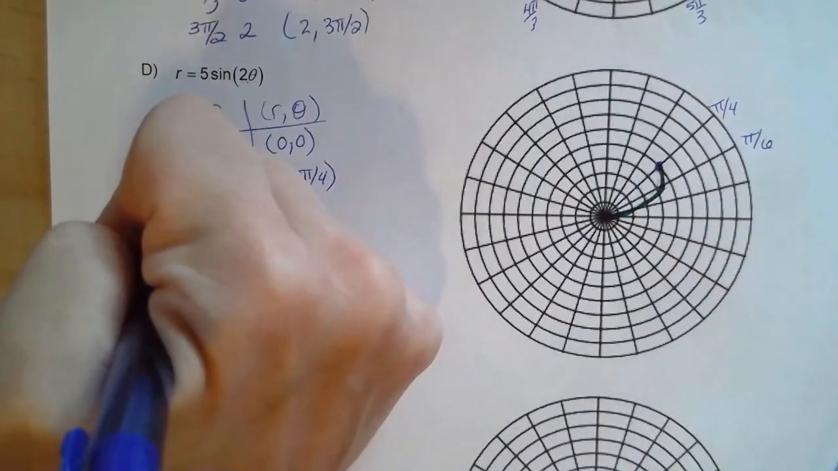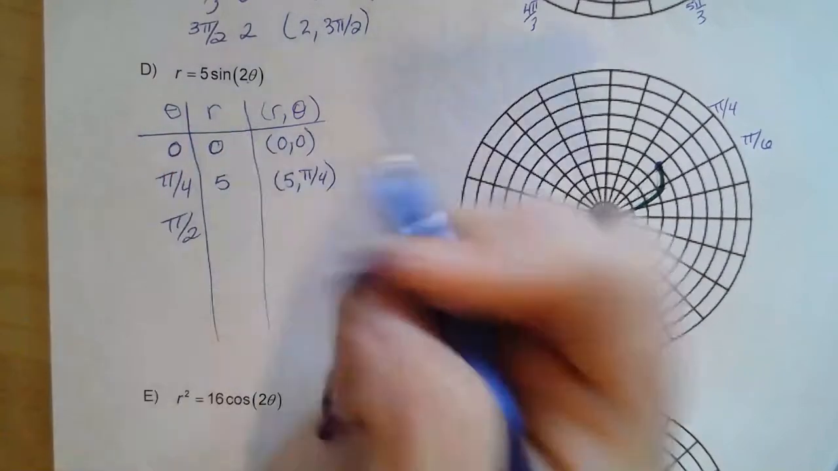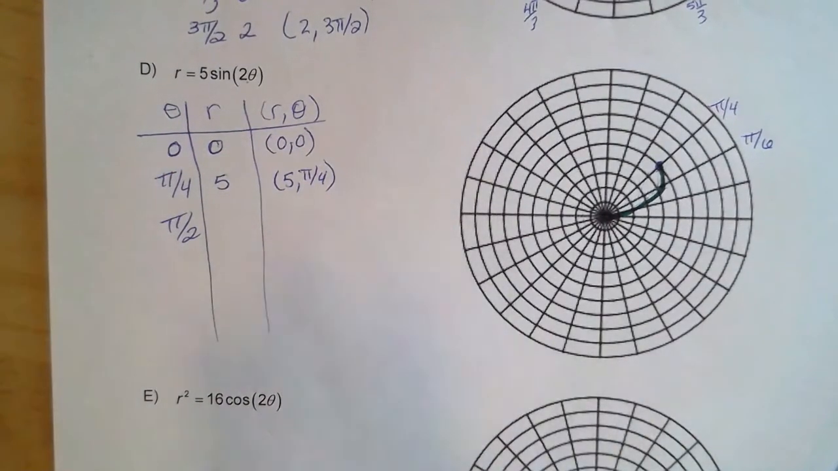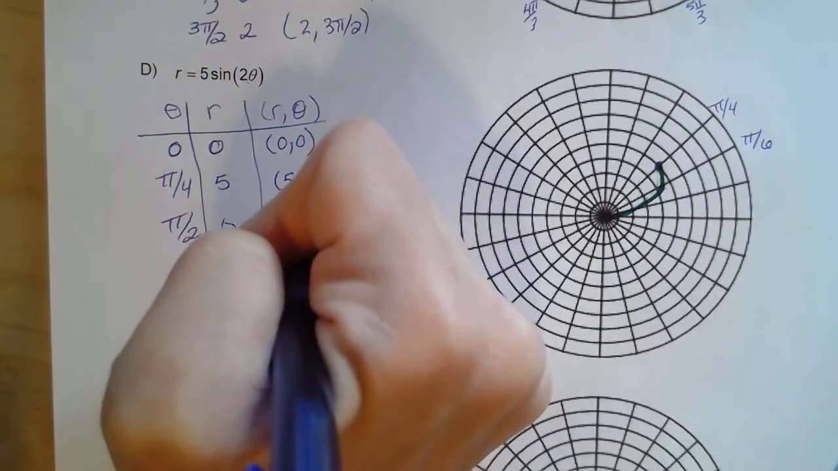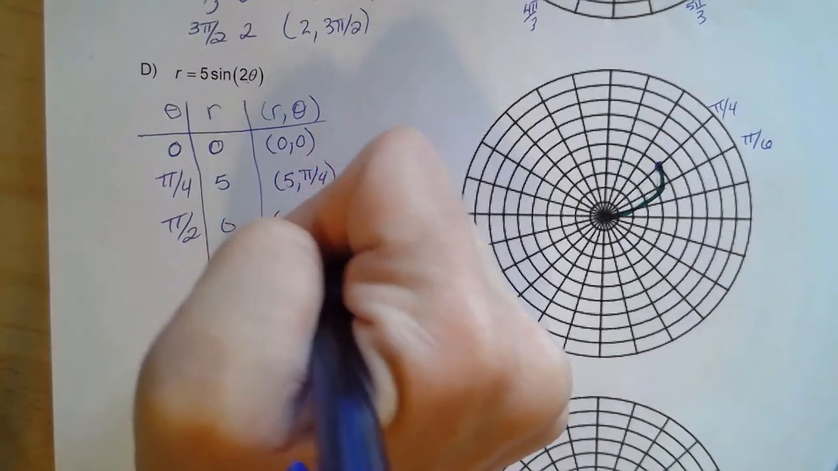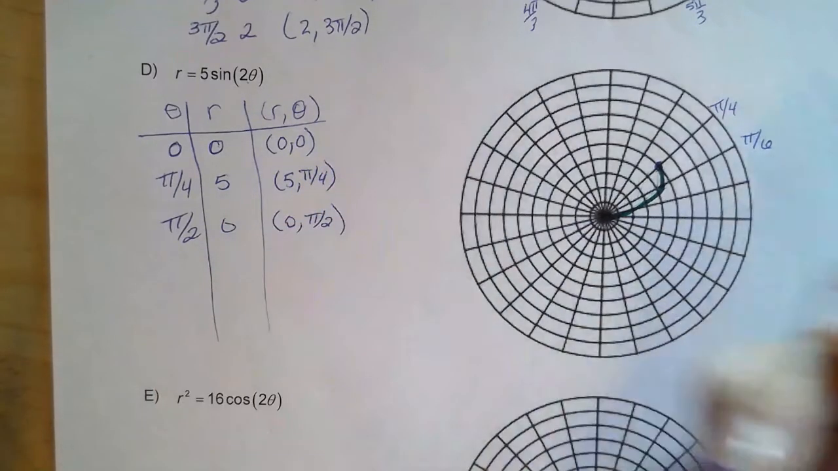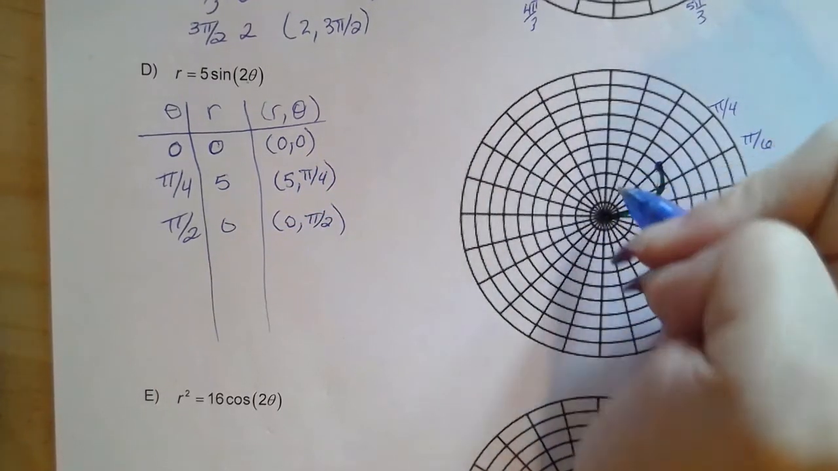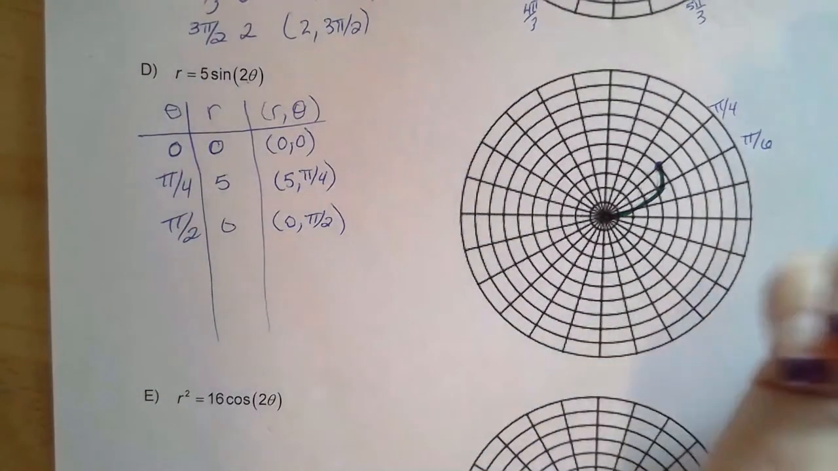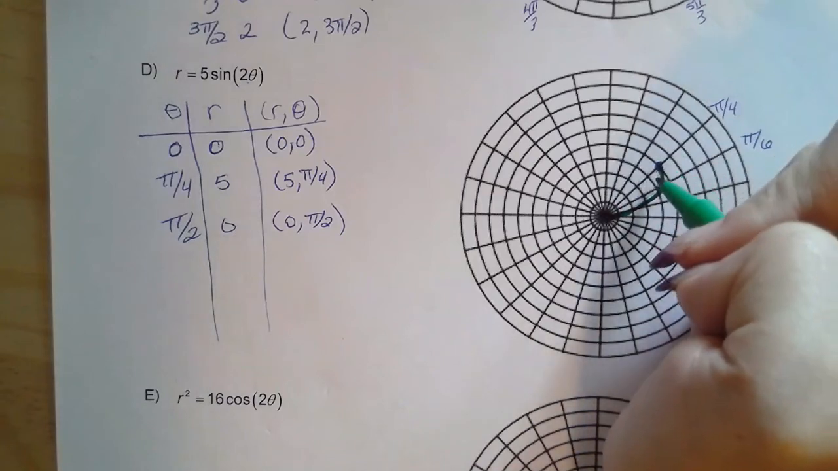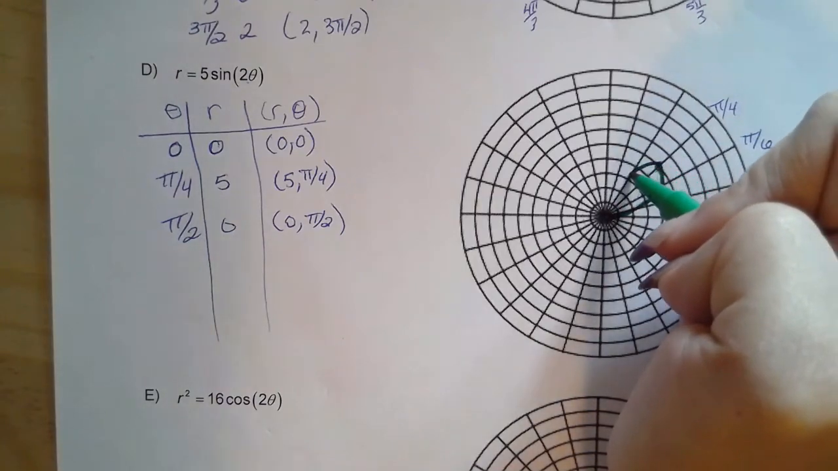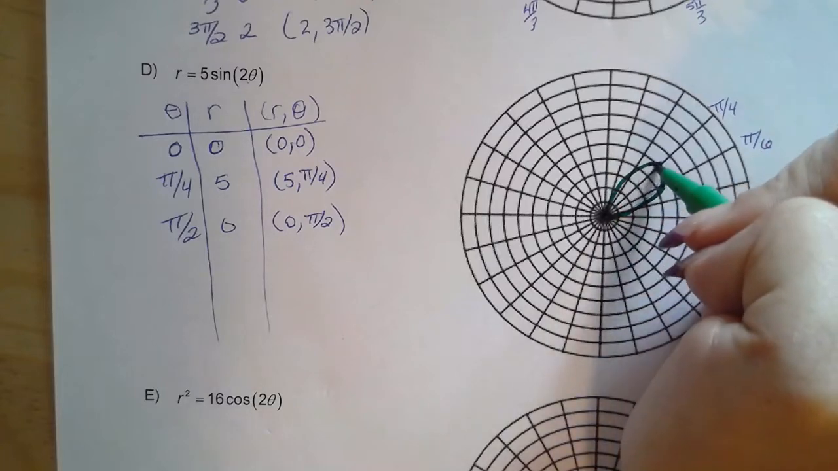Alright, let's do pi over 2. So that's sine of pi. Sine of pi is 0. 0 times 5 is 0. Ooh, there's a pattern going on here, huh? So 0, pi over 2. So we're coming back down. So if you need to, then put in another value. Put in a pi over 3 if you want to see where that ends up. But what's happening, guys, is that we're curving back.